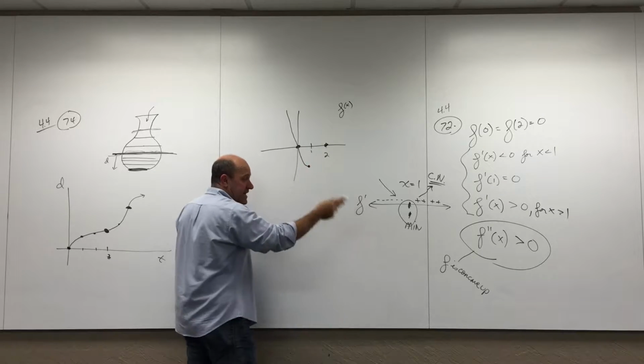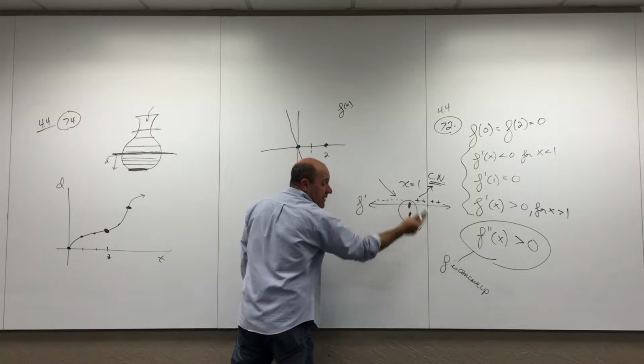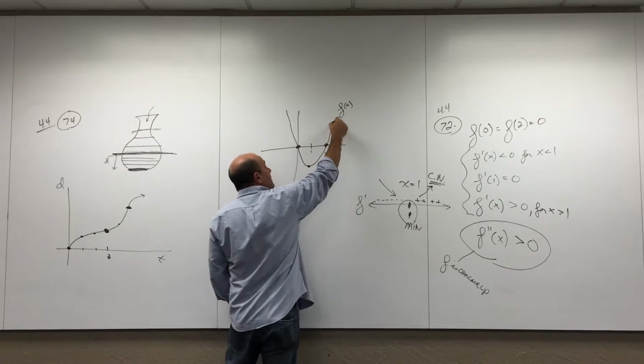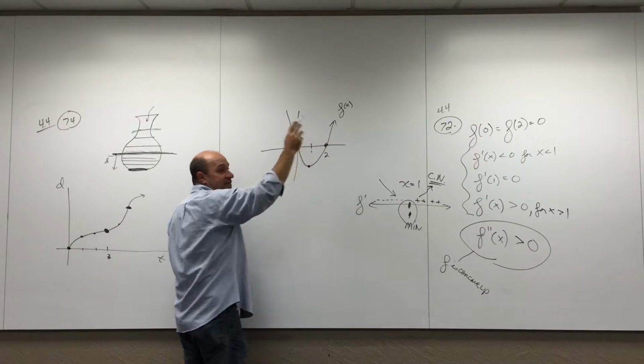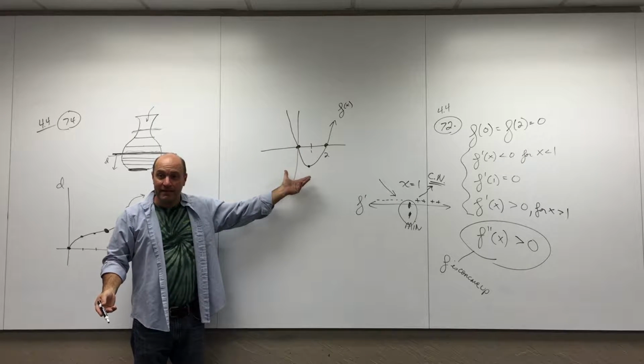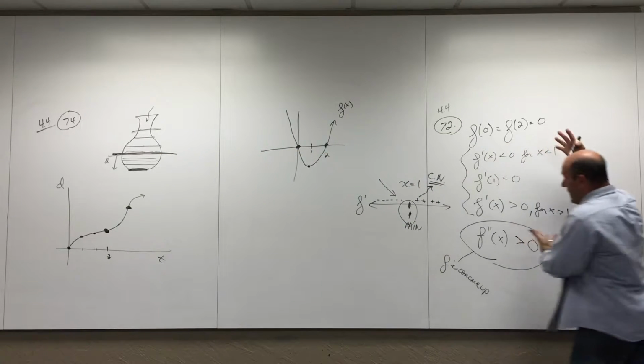And then what happens after that? I should increase. And by the way, I'm concave up. I'm always concave up. So I decrease, I increase, I'm concave up. Looks a lot like a parabola in a way. Yep. It is a parabola. So that's what all this said.